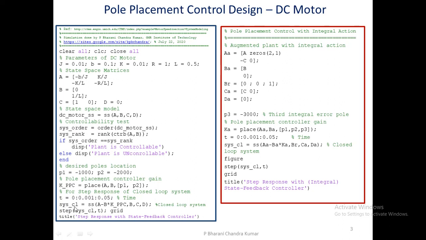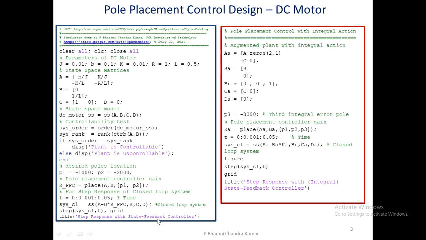Here sys_cl is the closed loop system, the state space of A minus B K. This is now my new A matrix, A minus B into K_PPC, which we have already discussed in the class. The B, C and D matrices will be the same. Now the step command will plot the closed loop step response, and I am adding a grid. The title is step response with state feedback controller. Why do we call it state feedback control? Because U equals -K into X, so all the states are required for this particular plant.